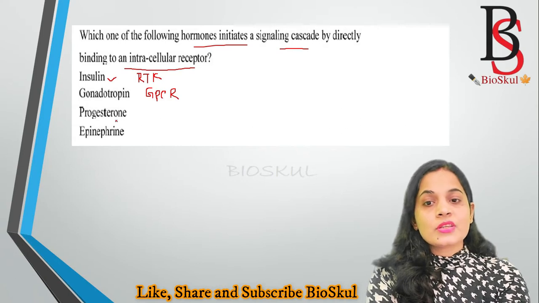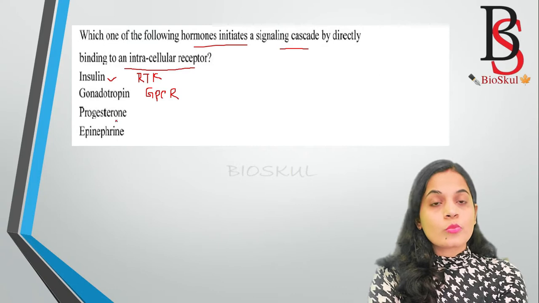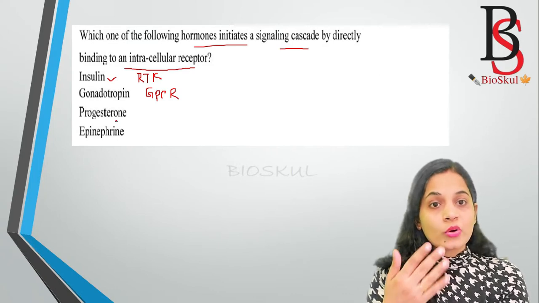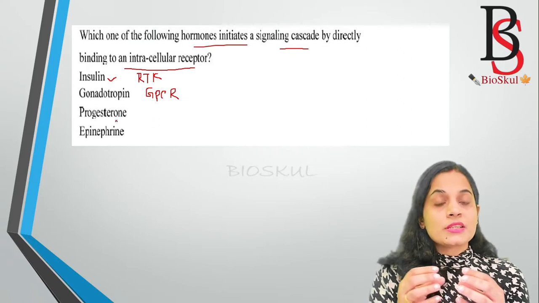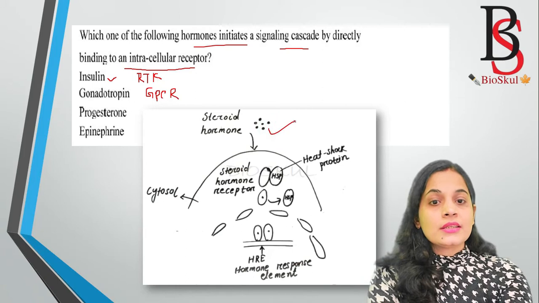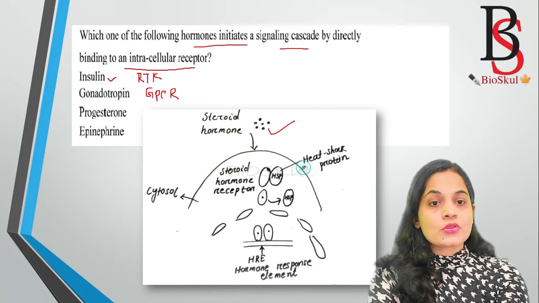Third option is progesterone. Progesterone and the other hormones of this kind are steroid hormones. Their receptor is present in the cytosol. When the hormone is absent, the receptor is bound to a heat shock protein. So see here, for the steroid hormones, the receptor is known as the steroid hormone receptor. It is present in the cytosol bound to heat shock protein.